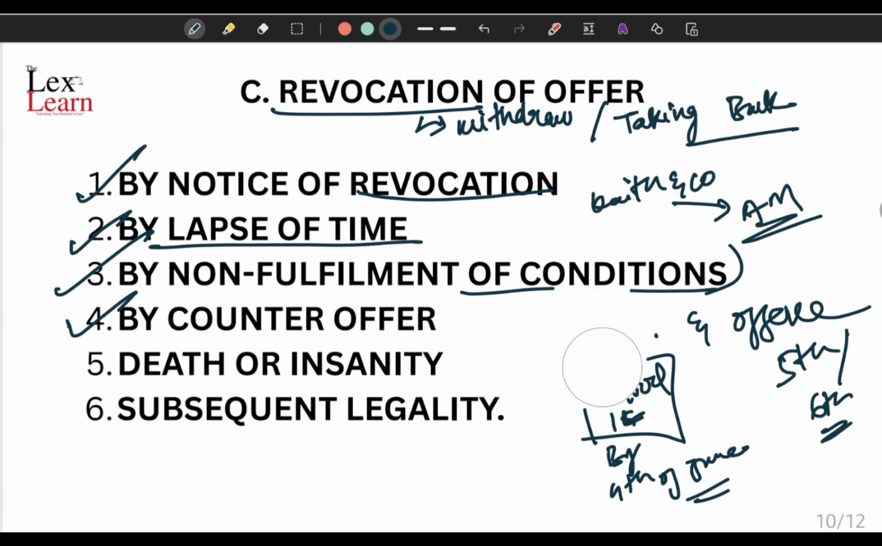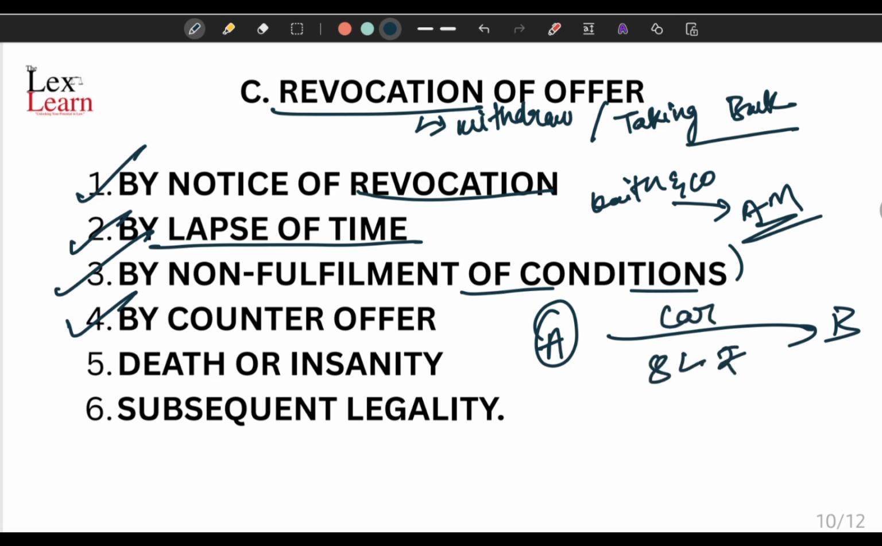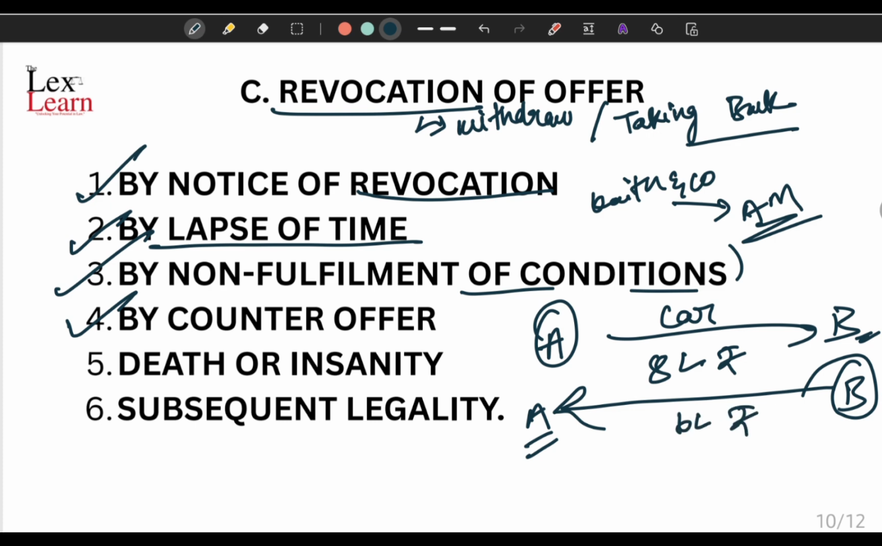Fourth, by counter offer. So I'll give you an example again. A says to B that he wants to sell his car for 8 lakh rupees. So here B offers again to A. So B becomes the offerer and A becomes the offeree. So B says to A, no, I'll not buy it for 8 lakhs, but I'll buy it for 6 lakh rupees. So this is the counter offer, and the initial offer of 8 lakh remains cancelled.